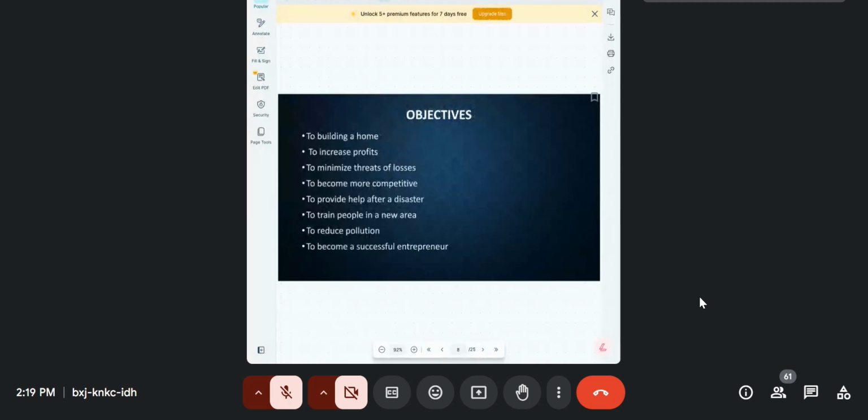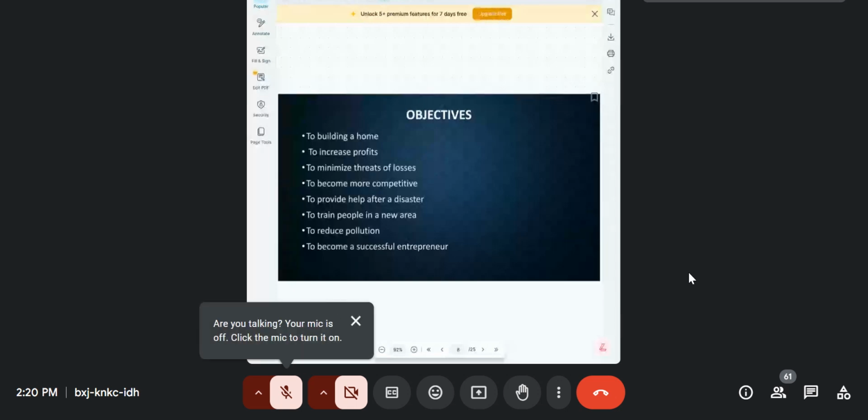Depending on the project, you can have various objectives. So for example, it might be to build a home. That would be more in a personal project. It could be also organizing a wedding. It could also be increasing profits, which means that you are in a business for profit. It could also be to minimize threats of losses.